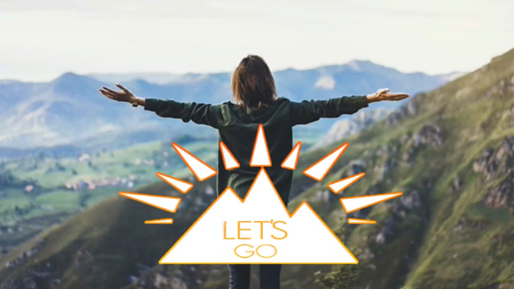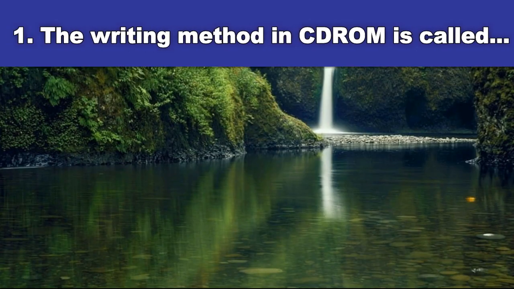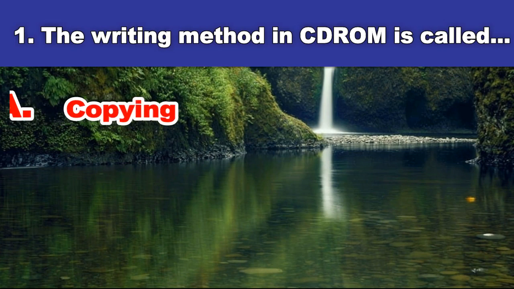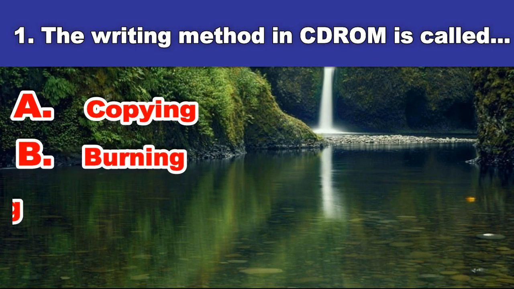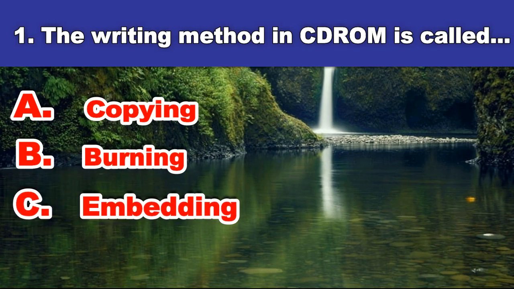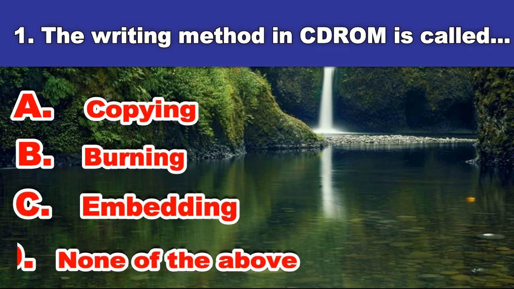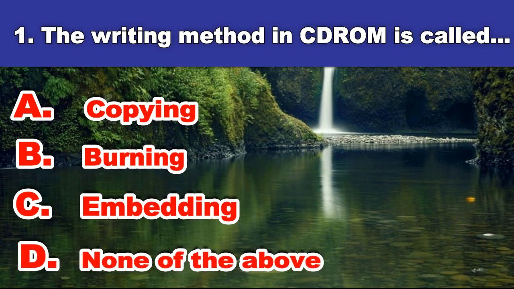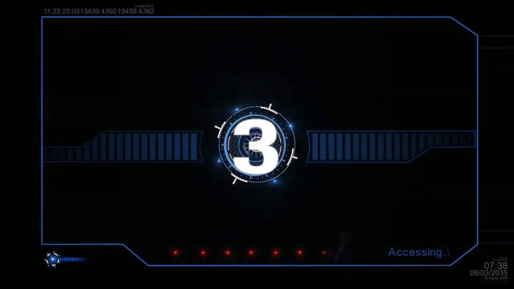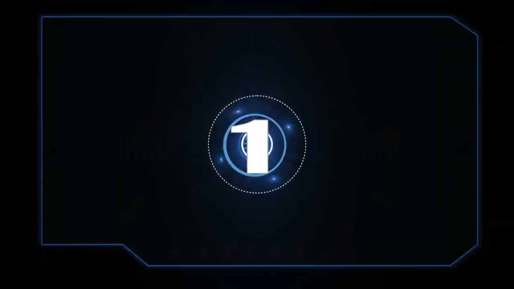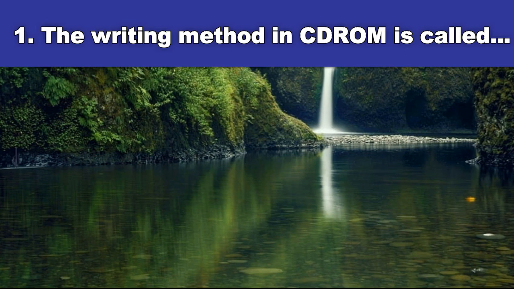First question. The writing method in CD-ROM is called: A. Copying, B. Burning, C. Embedding, D. None of the above. And the answer is burning.